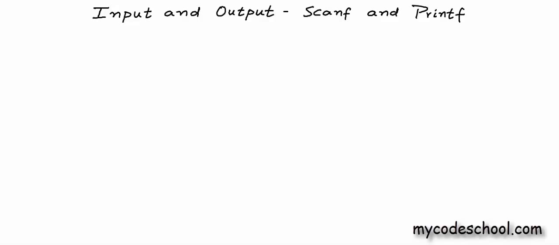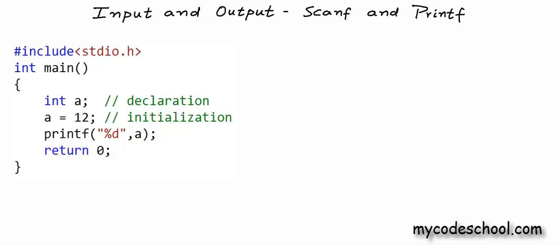In our previous lesson, we saw how we can declare and initialize variables of different types to store data to be used in our program. And we also saw how we can use printf function to print data stored in a variable. Now in this lesson, we will see how we can take data as input from user of the program. And we already know of printf that can be used to print output. But we will talk about printing output in a little more detail.